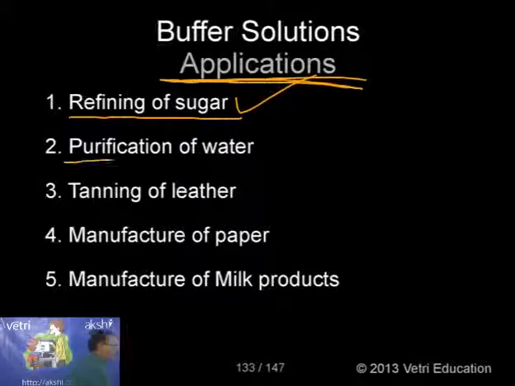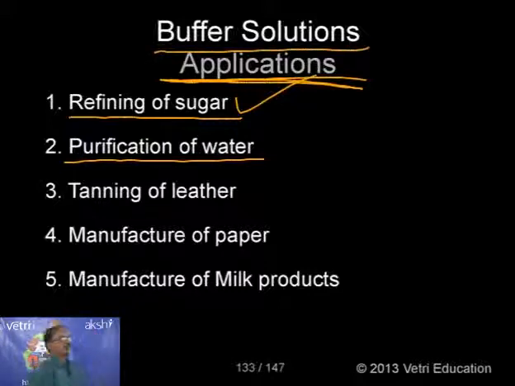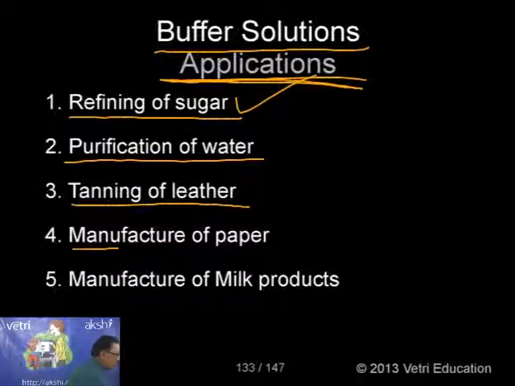Right. The second important application is water purification. Purification of water can be done with the help of, again, a buffer solution. By using a suitable buffer solution, we can purify water. The next one, tanning of leather. Again, another interesting application, which we do by using a buffer solution. Again an industrial application. And the most important, manufacture of paper. Again, we do it with the help of buffer solution. This is the most important application.